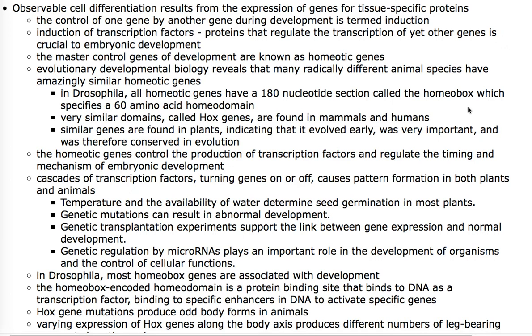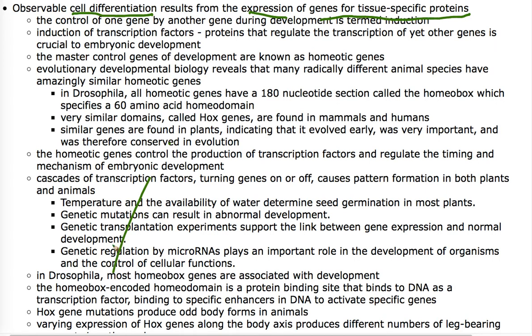And it turns out that observable cell differentiation, that is the process by which cells become different from one another in embryonic development, results from the expression of genes for tissue-specific proteins. So, like kidney cells express different proteins than liver cells, than bone cells, than brain cells, than pancreas cells, etc.